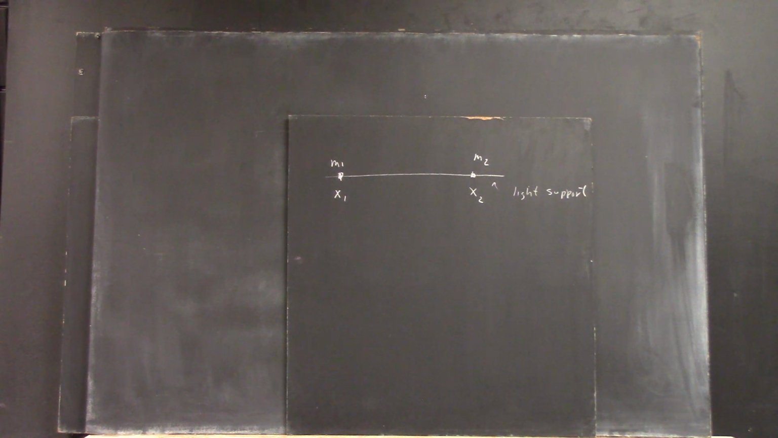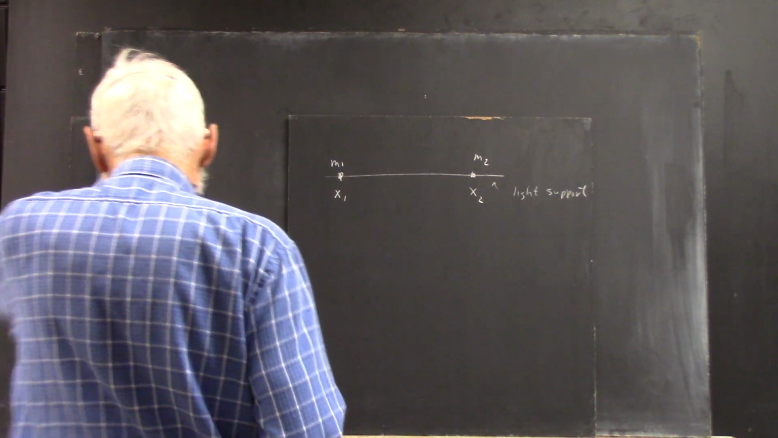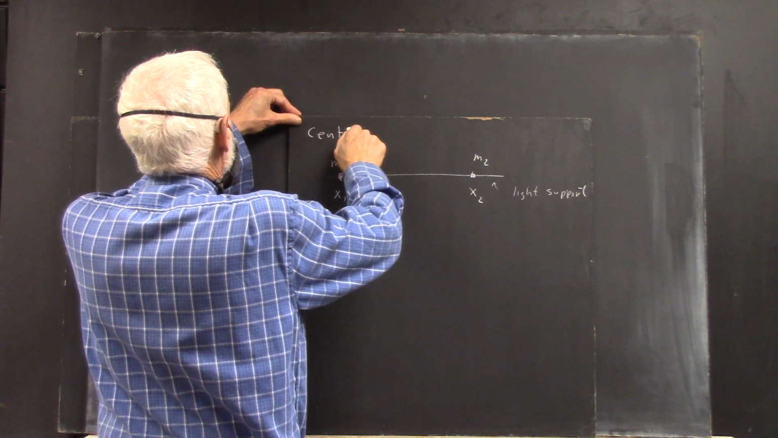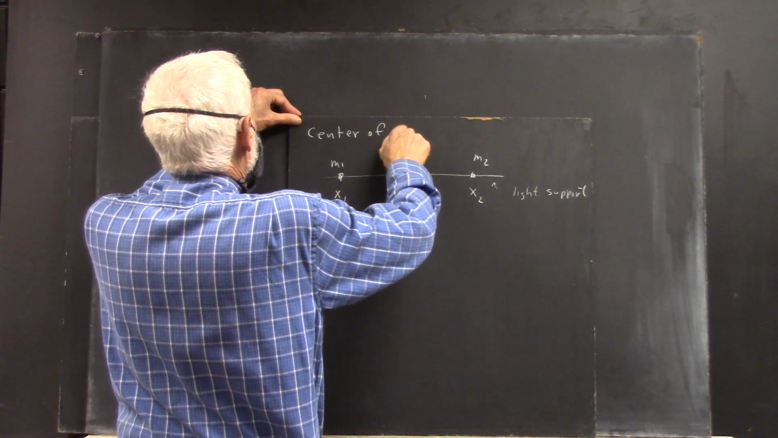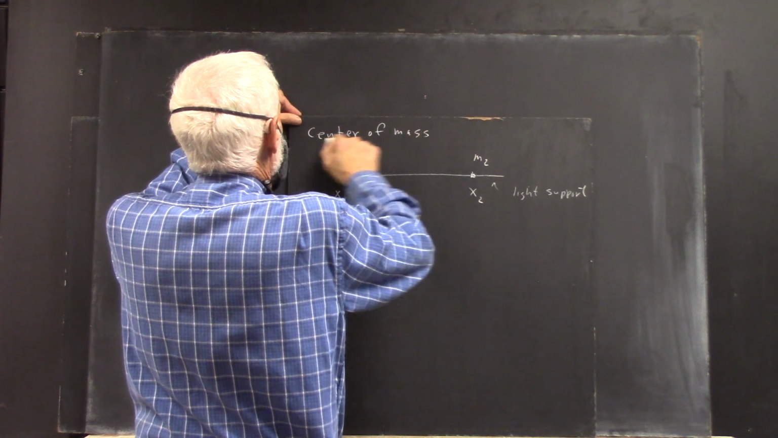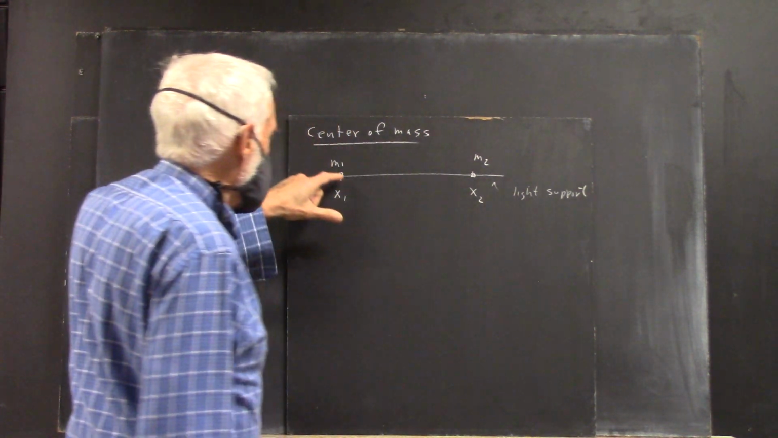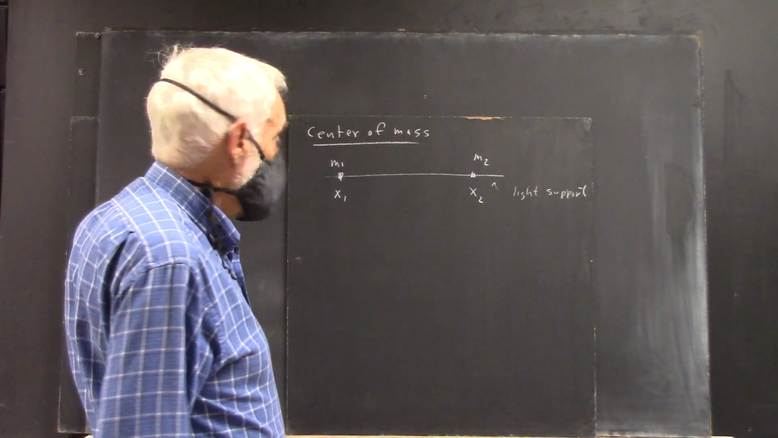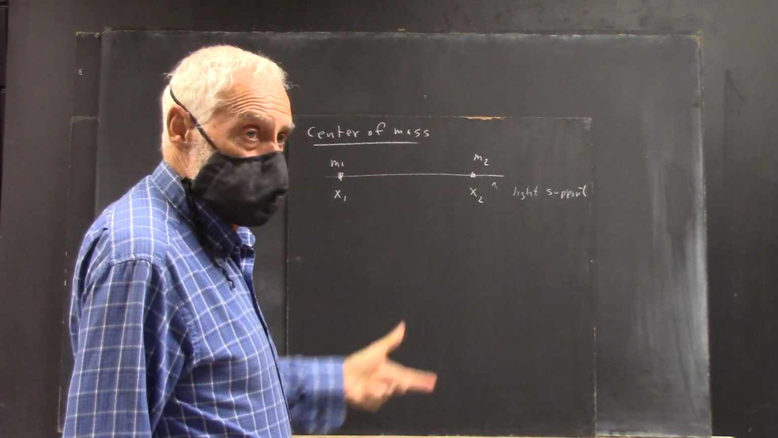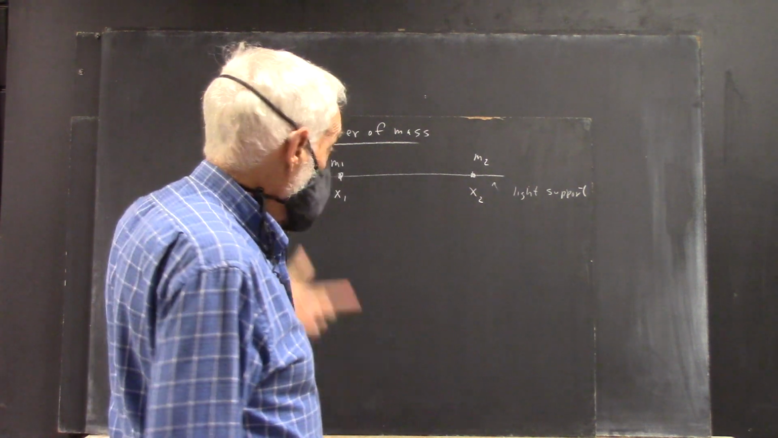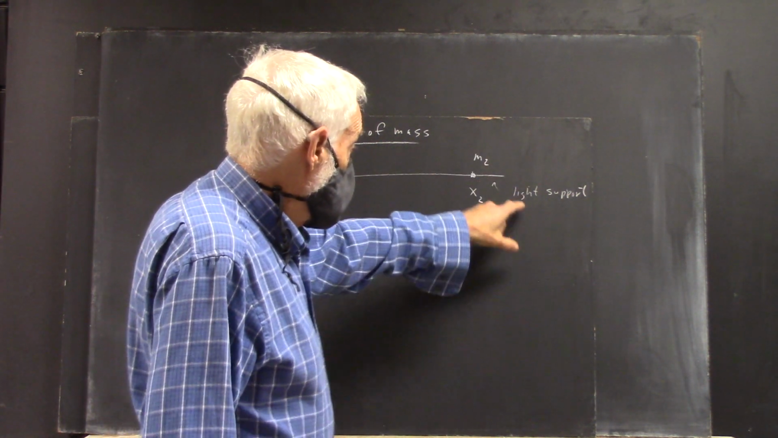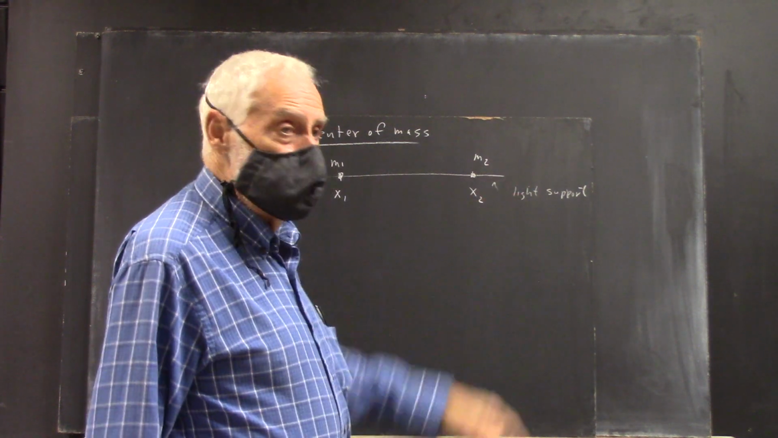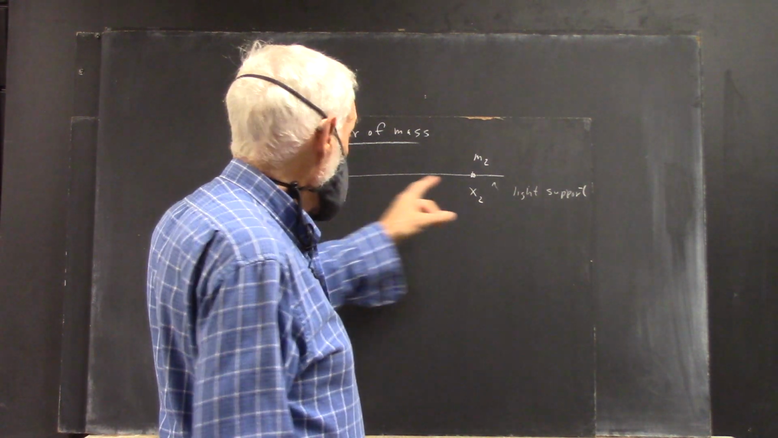Okay, a little bit about center of mass. Imagine we got two particles, two point masses, M1 and M2, at positions x1 and x2 along an axis. So the x-axis is this way, and we have here a light support. Now it's like a very light meter stick, but strong enough to support the two masses.